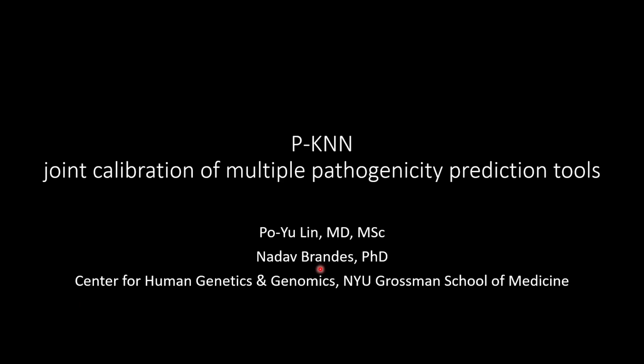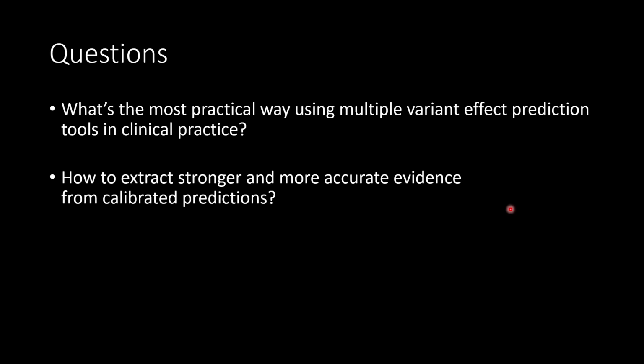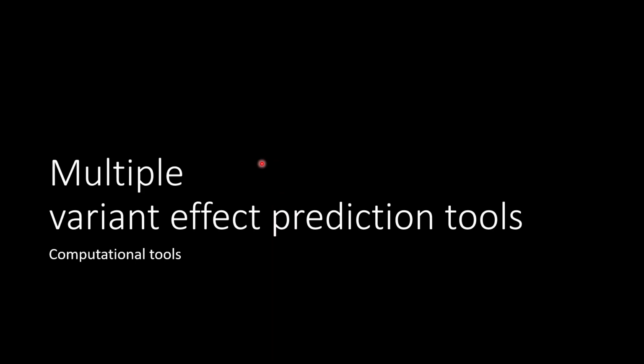It is my great honor to present our work, P-KNN, a mathematical framework that jointly calibrates multiple pathogenicity prediction tools. Before the presentation starts, I would like to pose two open-ended questions. The first one is, what's the most practical way of using multiple variant effect prediction tools in clinical practice? And the second is, how to extract stronger and more accurate evidence from the calibrated predictions. Okay, let's start the presentation.